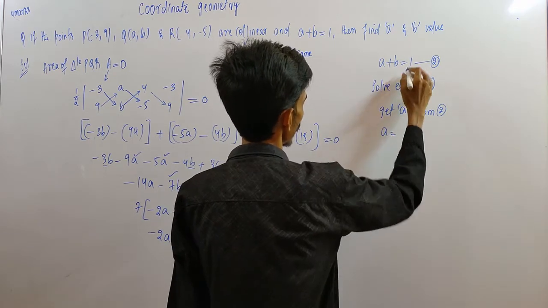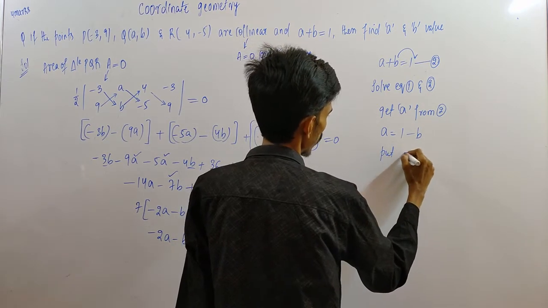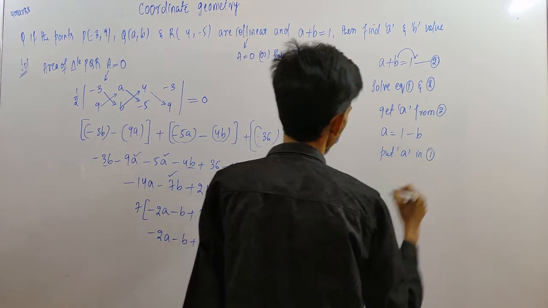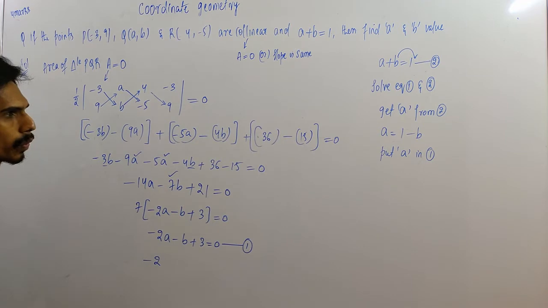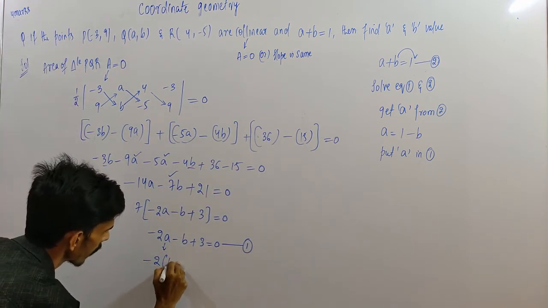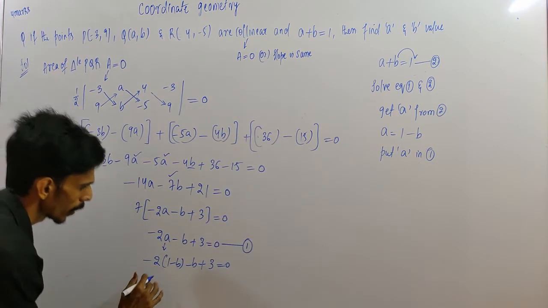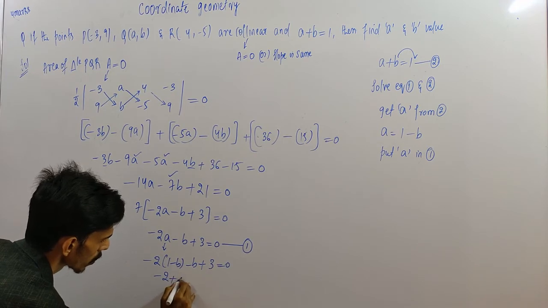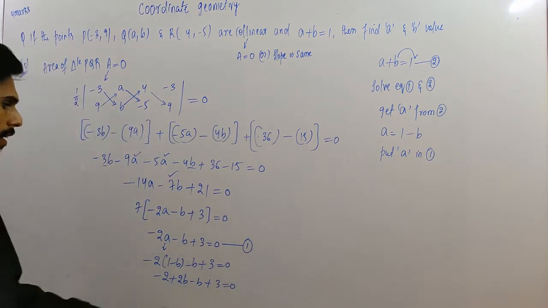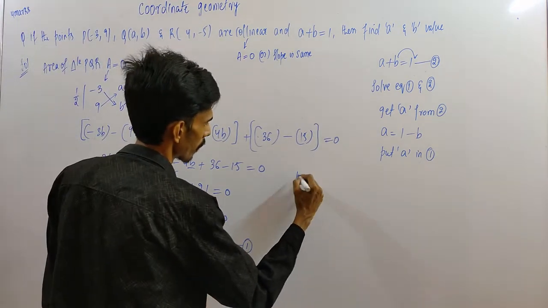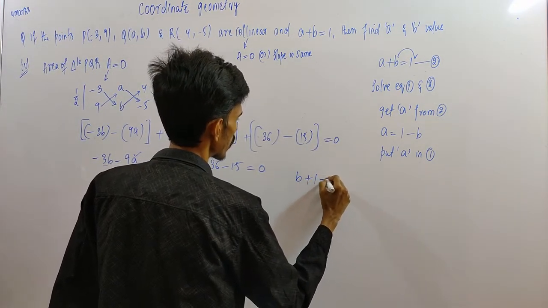So the value of a will be 1 minus b. Put a in equation 1. Put this a value here. We have minus 2 into a value, we have 1 minus b, minus b plus 3 is equal to 0. So 2 into minus 1, 2 into b. So 2b minus b plus 3 equals 0. Now 2b minus b, we have 1b. 3 minus 2, we have plus 1 equal to 0.